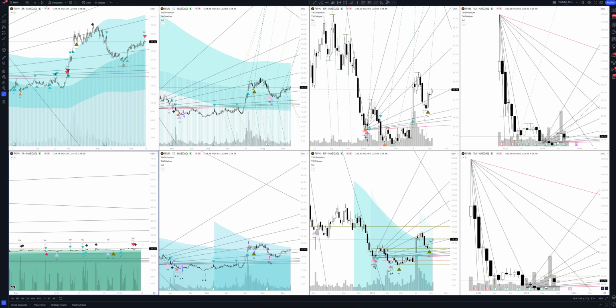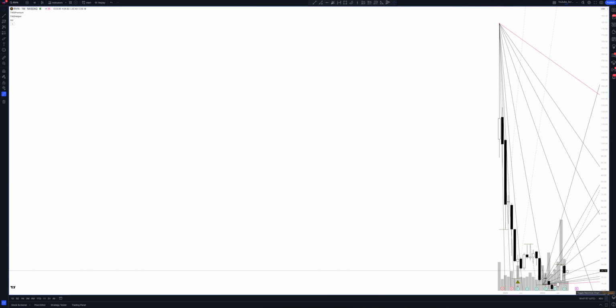We'll take a look at Rivian Automotive stock. Let's analyze the market situation and find out how you can make money on it. We always start our analysis from the global market.